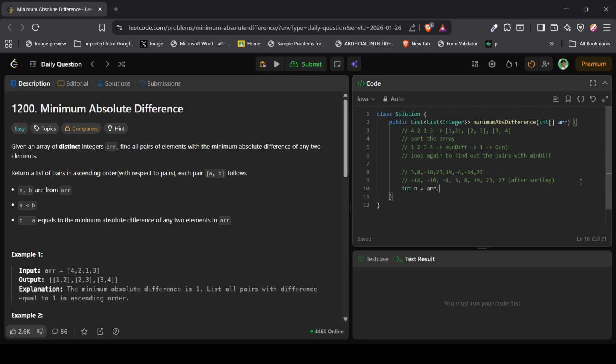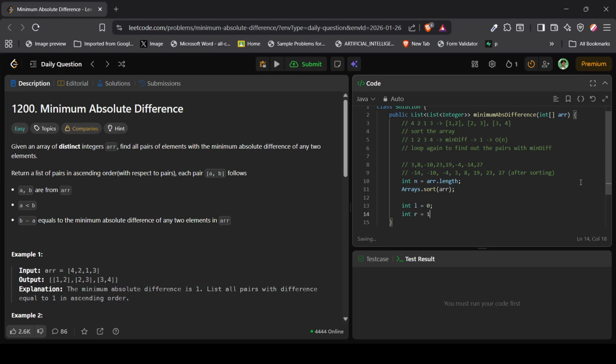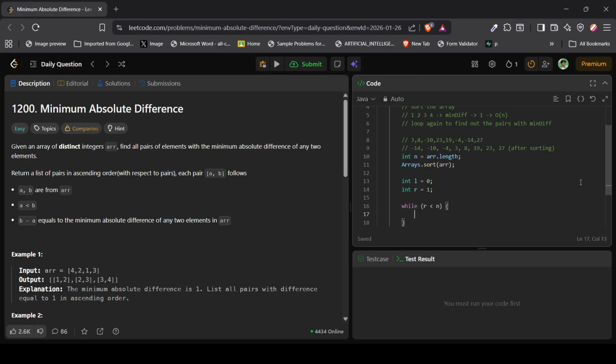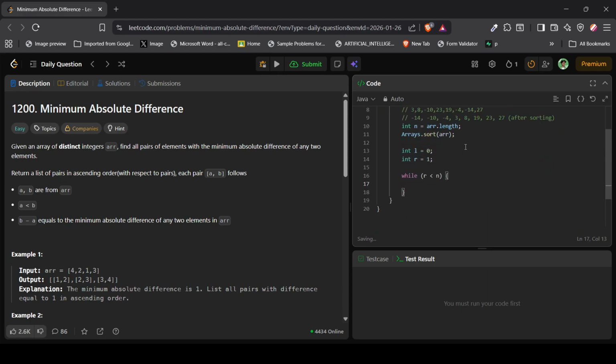So let's do it like this, and let's sort the array. Is it array? Yes, it is array. So then we'll have int left pointer equals to 0 and int right pointer equals to 1, while r less than n. Now what we want to do here is, first of all, we'll find out the min difference. Min difference equals to 0, and for every pair we'll try to find out the min difference.